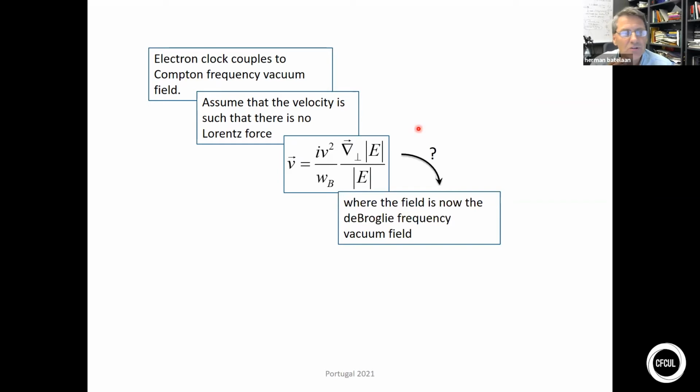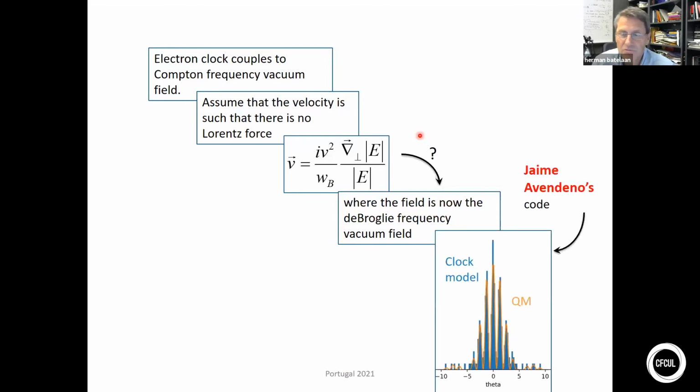Now, to give this any meaning, we have sadly to do something that is funny. We have to change the Compton frequency to the de Broglie frequency here, otherwise nothing works. Why that is, I have no idea. But if you do so, then you get this result for the simulation. We have Avendaño's code and we ran it for all kinds of different situations, and it does represent these equations.